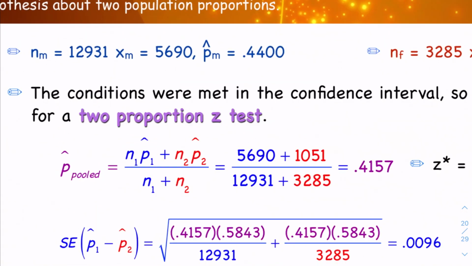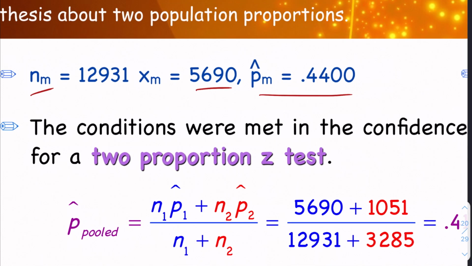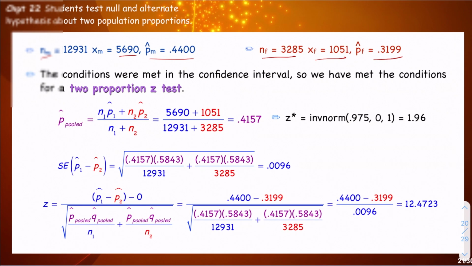Okay, so we are checking our sample size for our males and the number of successes. We are given that, and we know what the sample proportion is. We know our sample size for our females, our successes for females, and our sample proportion. The conditions were met in the confidence interval, so we have met the conditions for a 2 proportion Z test.